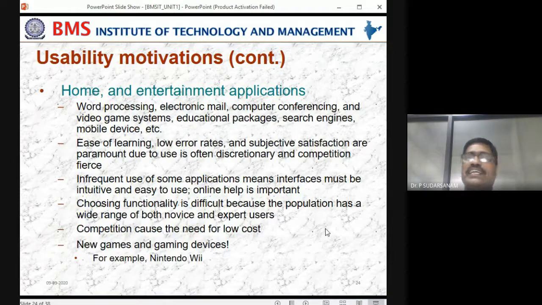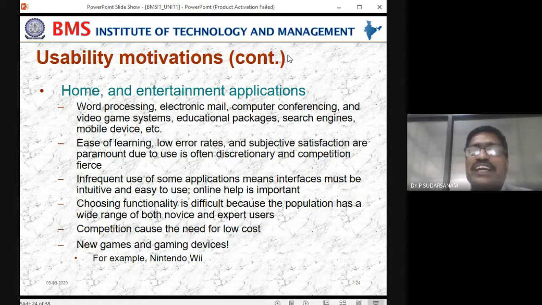Home and entertainment applications, these were brief examples. When you are reading this, assume it is applicable to what surrounds us, then it is easy to understand. Next is word processing, electronic mail. Nowadays we are using electronic mail, computer conferencing, video game systems, educational packages, search engines, mobile devices, all these things.